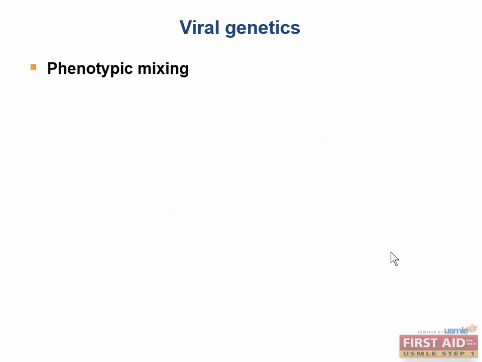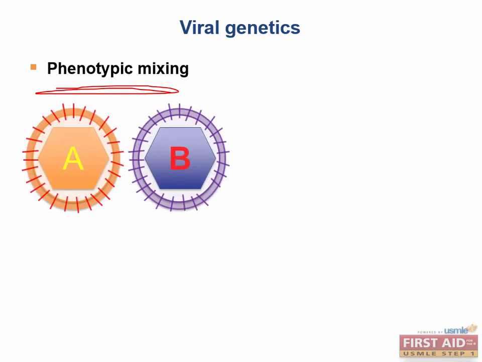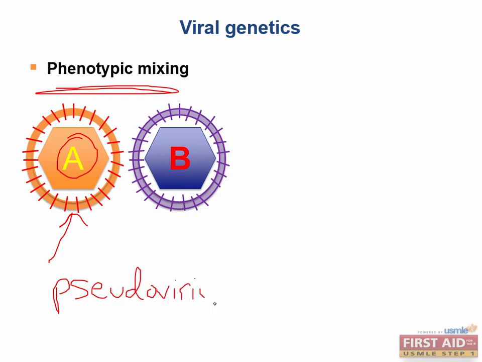Now we are brought to phenotypic mixing, the last genetic mechanism we're going to discuss. Phenotypic mixing occurs when the genome of one virus is packaged within the capsid and envelope of another. Let me say that again. Phenotypic mixing occurs when the genome of one virus is packaged within the capsid and the envelope of another. This process results in what is called a pseudovirus.